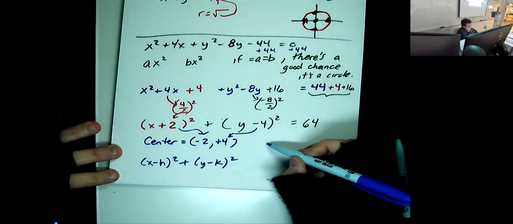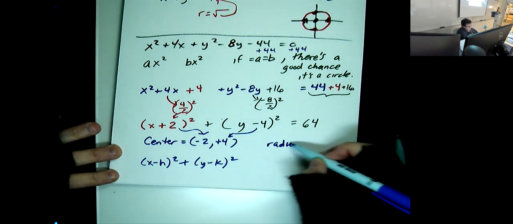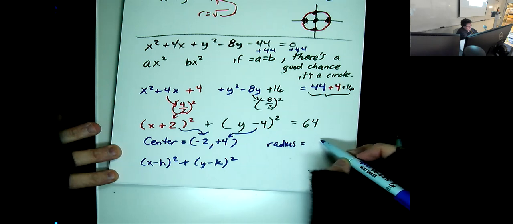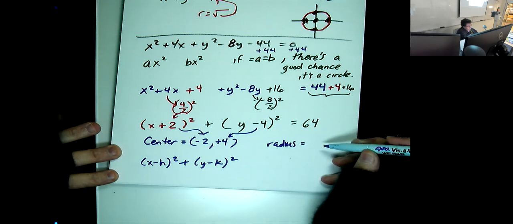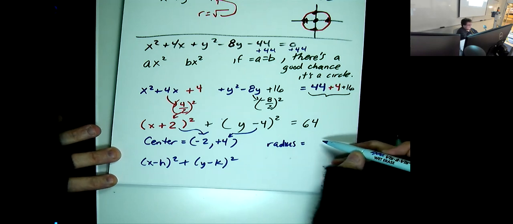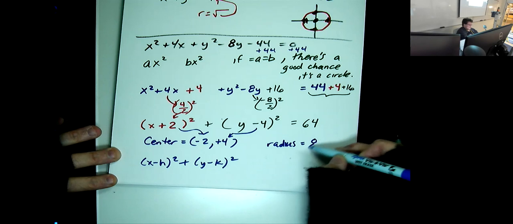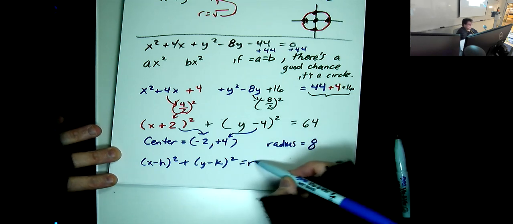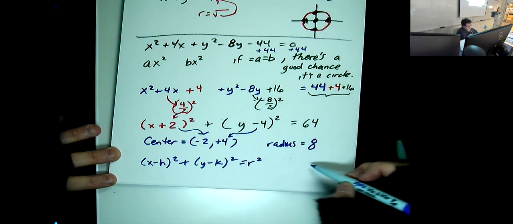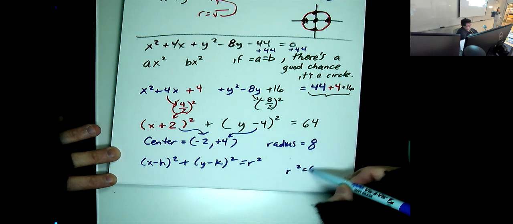What's the radius? It's a big circle. It's not 64. It's 8. Remember, the right side is r squared. So we had r squared equals 64.